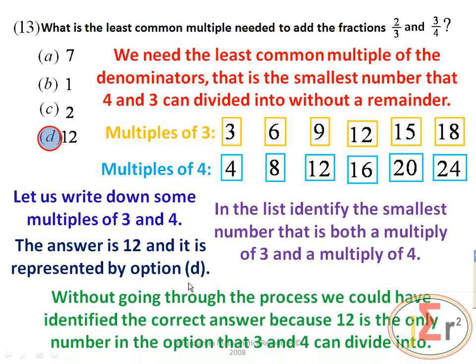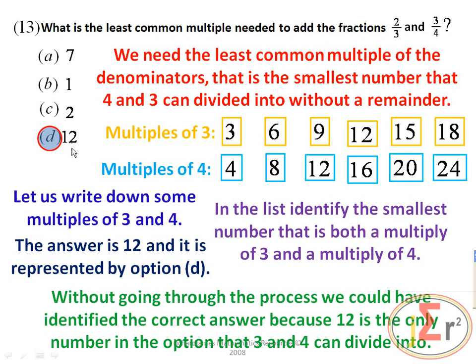Without going through the process, we could have identified the correct answer. Why? Because 12 is the only number in the options that 3 and 4 can divide into. So without going through a long, lengthy process, we could just look and see 12 has to be the correct answer, because 12 is the only multiple of 3 and 4 that is present here.